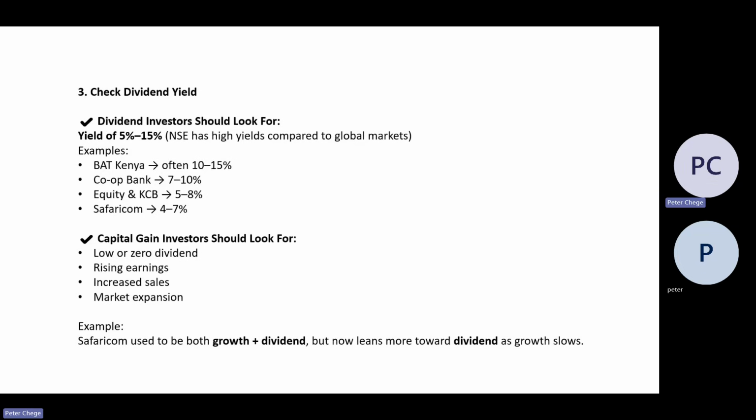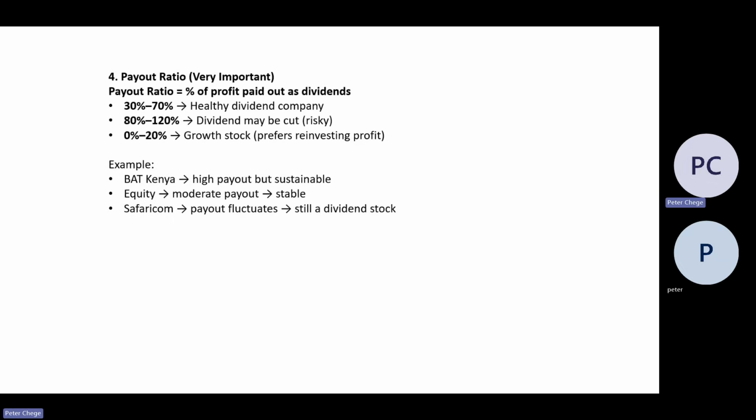For capital gains investors, you look for low or zero dividend, but shares that are rising in earnings. That means the share price may go up. Shares that are increasing in sales, even if they are not giving dividend, and those that are expanding, because it means they are investing their profits, and the chances of prices going up are high. As I said, Safaricom is both a dividend and a growth stock because they give dividend, but also expand. They use more of their profit to expand.